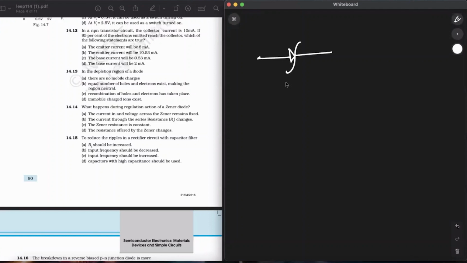So this Zener is represented like this. In the forward bias condition, the Zener diode will act as an ordinary diode. It can be used as a voltage regulator.